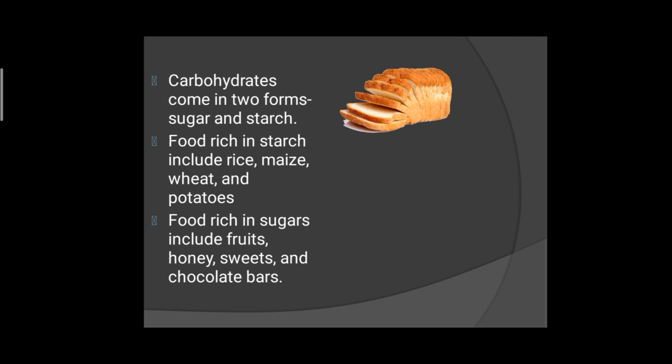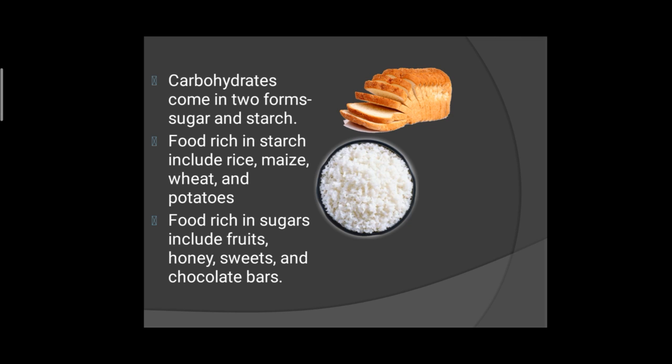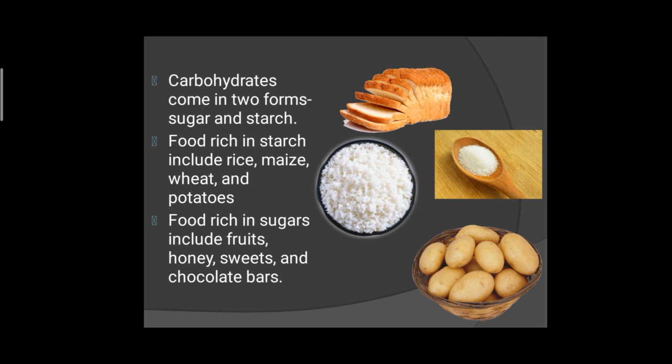Rice, maida, maize, wheat and potatoes. These contain starch. Then foods rich in sugars include fruits, honey, sweets and chocolate bars.